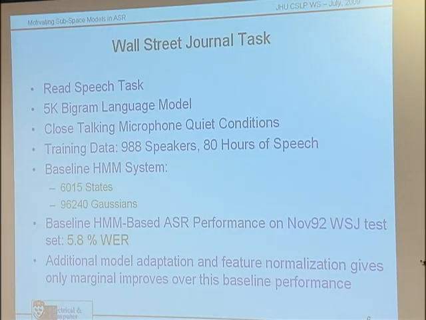There's about 1,000 speakers. The baseline system that we use to initialize with and to compute baseline performance has 6,000 states and about 100,000 Gaussians. The baseline performance for this 5K bigram language model is over 5%, and I think that's pretty consistent. The other thing that's characteristic of the Wall Street Journal system is it is close talking microphone, quiet conditions. So it turns out that VTLN and regression-based adaptation techniques don't improve on this baseline very much.